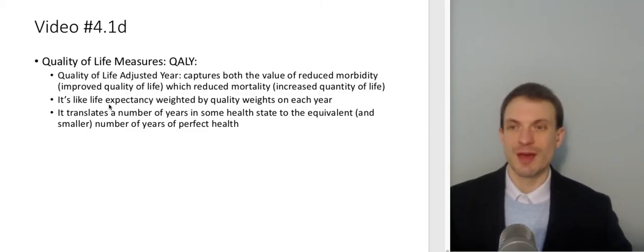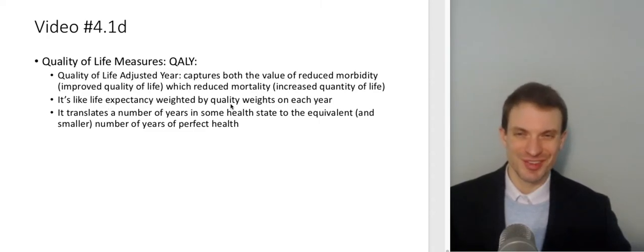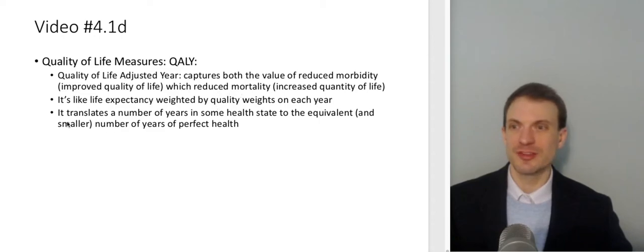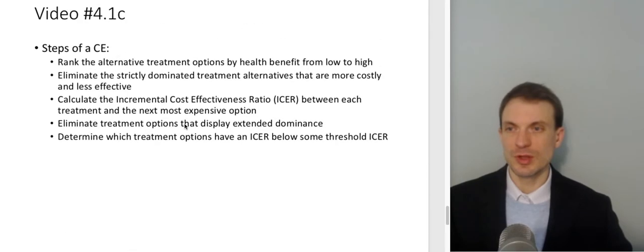So the idea is we have these life expectancies that are going to be weighted by quality weights on each year. Now, one of the issues is how do you measure quality of life? This is going to be subjective relative to somebody's preferences. But the idea is we're saying, let's translate the number of years in one health state to the equivalent and often smaller number of years of perfect health. We want to think of what's going to be the quality of life weighted over however much time is involved.